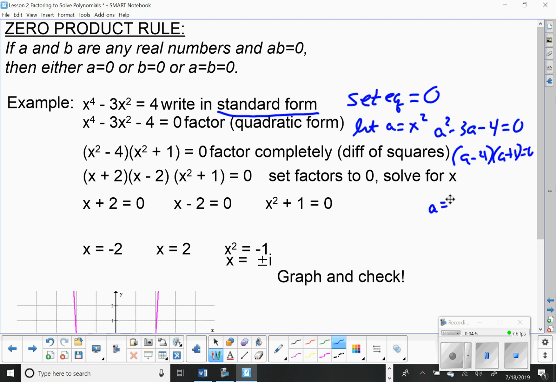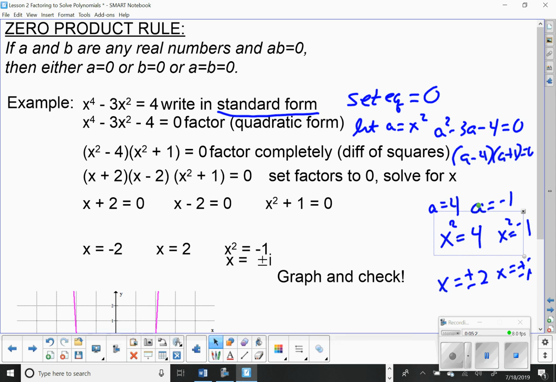A is equal to 4, or a equals negative 1. Then substitute back in. X squared is equal to 4. X squared is equal to negative 1. Then x is equal to plus or minus 2. X is equal to plus or minus i. This is if you need to do the substitution.